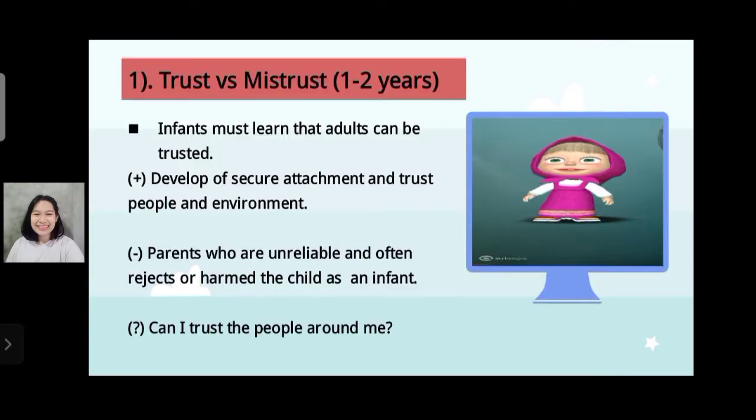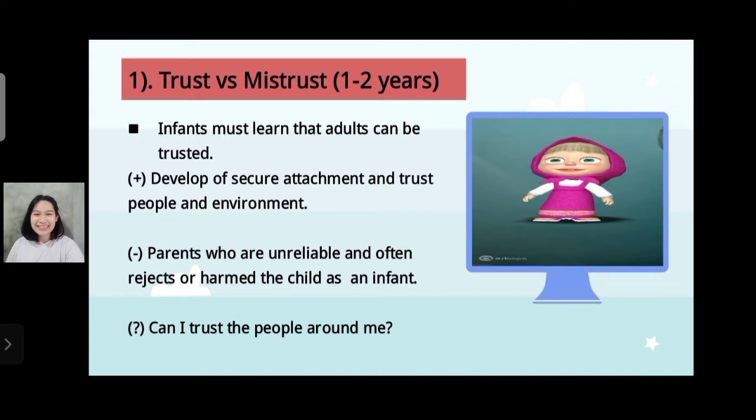First, trust versus mistrust. Infants must learn that adults can be trusted. During infant days, the only person you can trust is your mom. The positive part of it is to develop a secure attachment and trust in people and the environment. If you learn to trust people, you will have a secure attachment to the people and your environment. For example, you can now trust your sister, your brother, your siblings, and other relatives, and also other people around you.